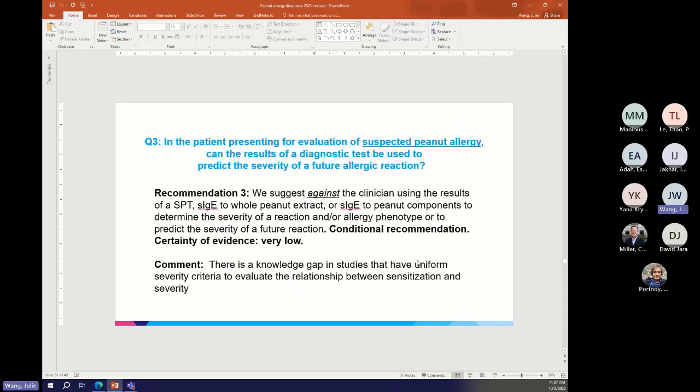So now question number 3 looked at severity, because a lot of patients, besides wanting to know whether the child does or does not have peanut allergy, their next question is, well, if my child does have a peanut allergy, are they going to have a severe reaction if they accidentally eat peanut? So recommendation 3 is that we suggest against using any of these test results to determine the severity of a reaction. There is a big knowledge gap in this area, so more work needs to be done to identify predictors of what type of reaction or what type of phenotype a peanut allergic person has.